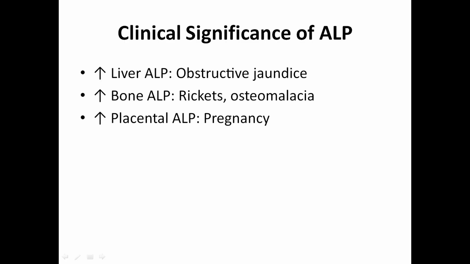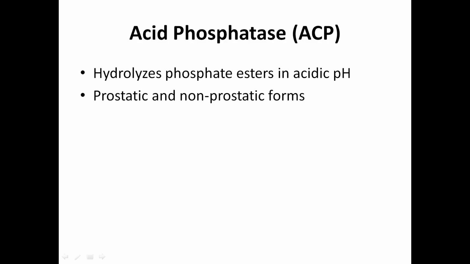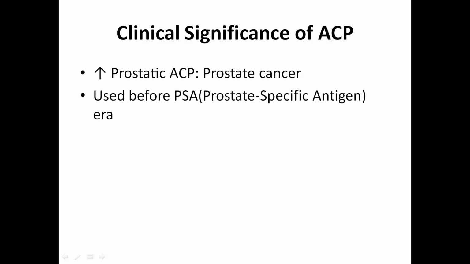Now acid phosphatase, also expressed as ACP. It hydrolyzes phosphate esters in acidic pH. There are two main forms, prostatic and non-prostatic. When the prostatic ACP level increases, it indicates prostate cancer. Before the discovery of prostate specific antigen, prostate cancer was diagnosed by the prostatic ACP test.